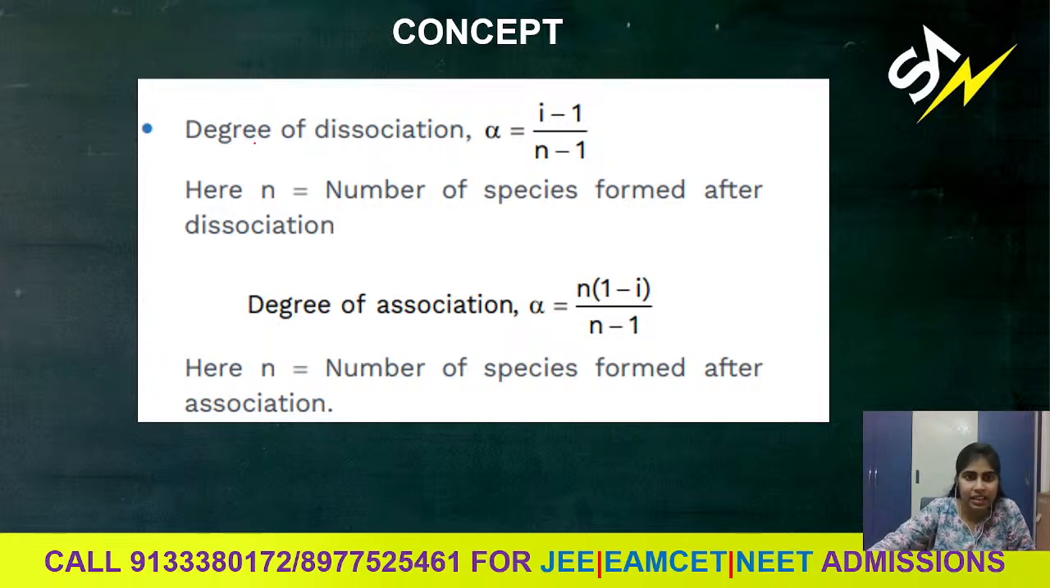You can also determine the degree of dissociation alpha with this Van 't Hoff's factor. This degree of dissociation is denoted by alpha, that is equal to the Van 't Hoff factor i minus 1 by n minus 1, where n is the number of species formed after dissociation. And we have degree of association alpha, that is equal to n into 1 minus i by n minus 1. So this is the formula for degree of dissociation. Here i is the Van 't Hoff's factor and n is the number of species formed after dissociation.